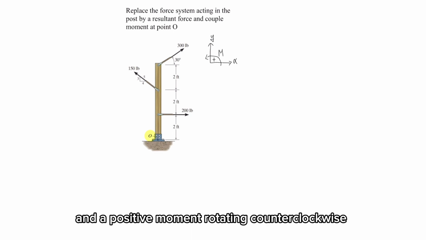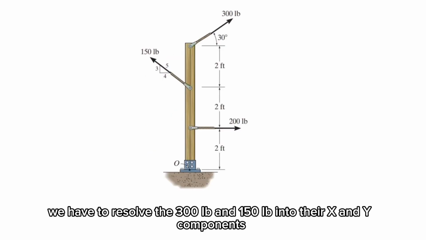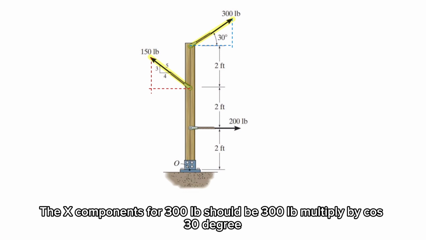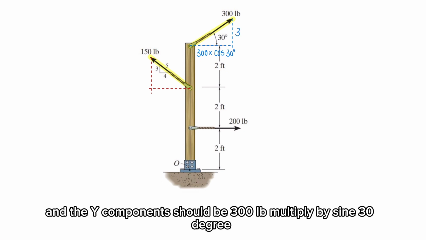rotating counterclockwise. We have to resolve the 300 pounds and 150 pounds into their x and y components. We will draw the components in dotted line. The x component for 300 pounds should be 300 pounds multiplied by cos 30 degrees, and the y component should be 300 pounds multiplied by sine 30 degrees.